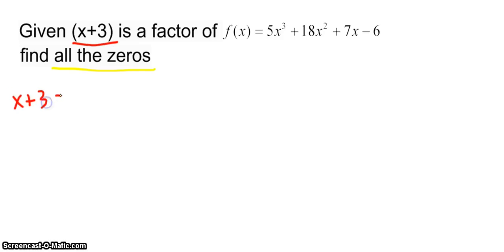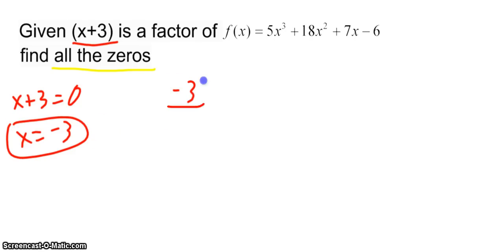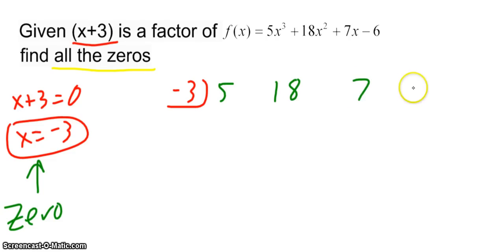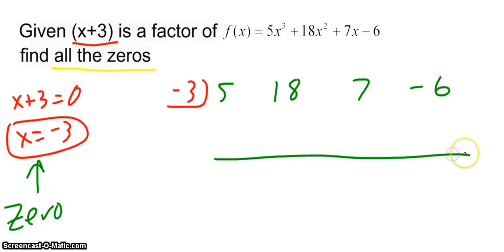I'm going to say x plus 3 equals 0, so x equals negative 3. Now, negative 3 goes in the corner. Another thing that I want to point out about the negative 3, this is a 0. Since x plus 3 is a factor of this, x equals negative 3 has to be a 0. Now, if it's not, then that means that I lied to you, which is always possible, but you're going to want to err on the side of I'm probably telling you the truth. Now we'll continue to set up the synthetic division. We have 5, 18, 7, and negative 6. Give some space, draw my line.